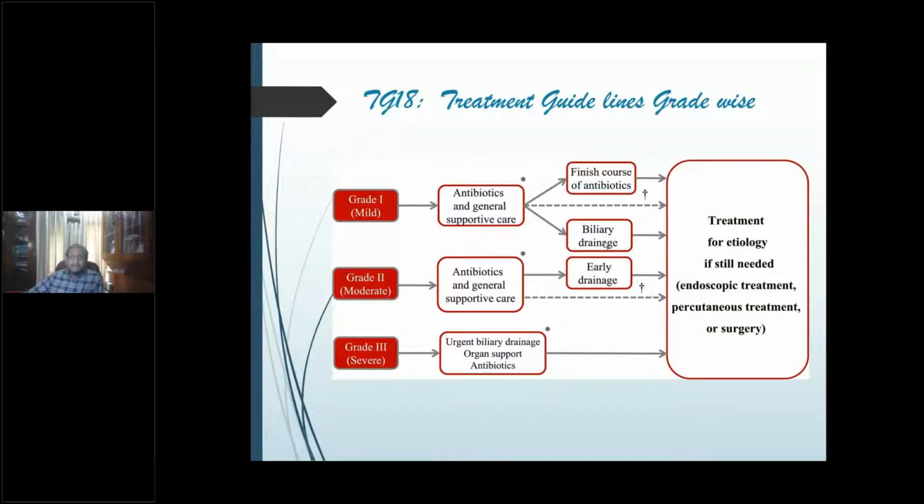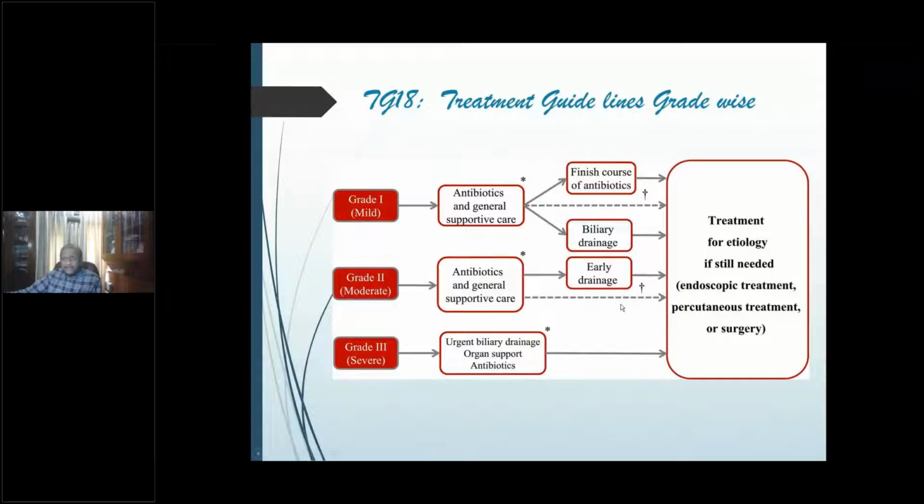Grade 2 moderate, you have antibiotics and general supportive care same, but an early drainage is always required in grade 2. Why? Because here the symptomatology is much more severe than grade 1. So the severity is so much more than grade 1 that here you require an early drainage. In grade 3, urgent biliary drainage. You don't wait. Here it is early, here it is urgent. Organ support urgent. And antibiotics, you switch on to higher and higher groups of antibiotics.